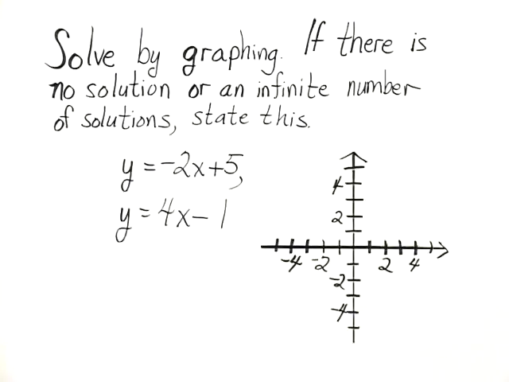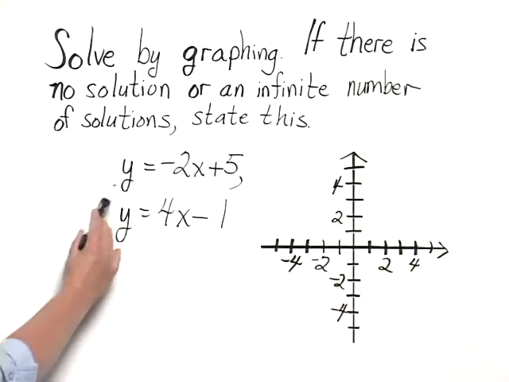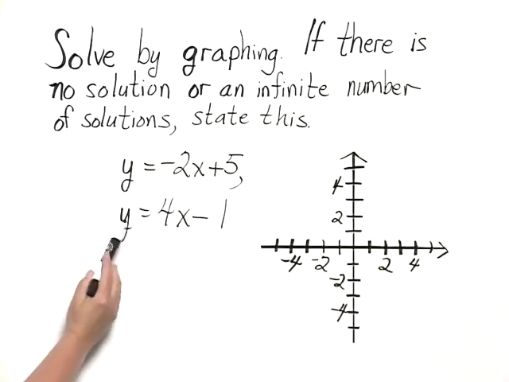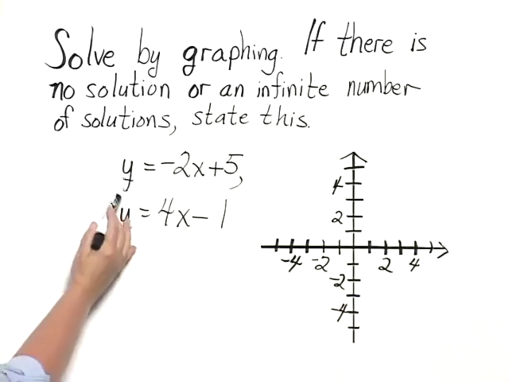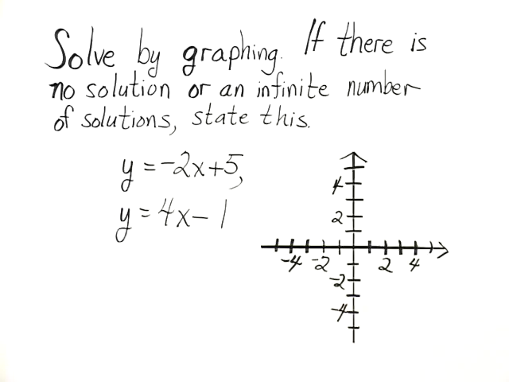Solve by graphing. If there is no solution or an infinite number of solutions, state this. The system we're solving is y equals negative 2x plus 5 and y equals 4x minus 1. To solve by graphing, we graph each of these lines separately.